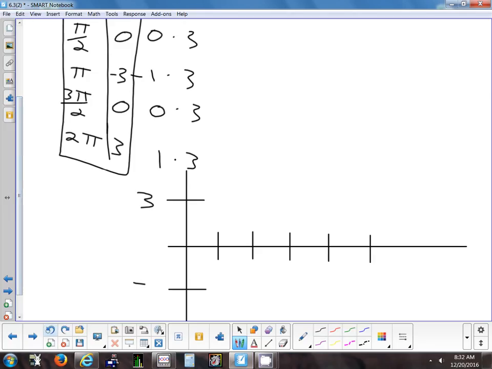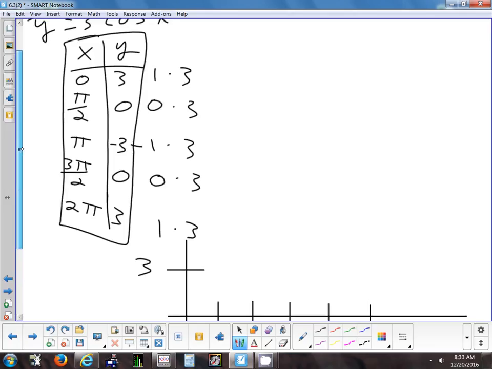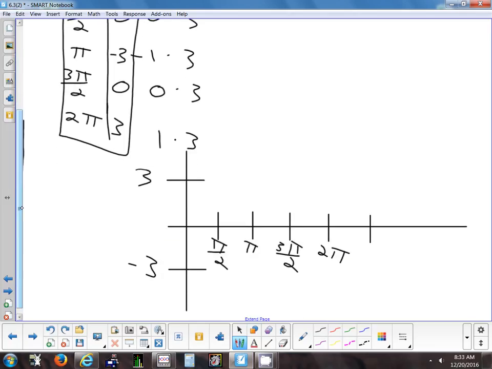You don't have to. If you really want to, you could do something like this and fill in all the marks. You could do it that way too. But I think it's just as easy to go like that. All right, so now I've got pi over 2, pi, 3 pi over 2, 2 pi. All right, so 3, 0, negative 3, 0, 3. And there's our graph. Okay, any questions on that?